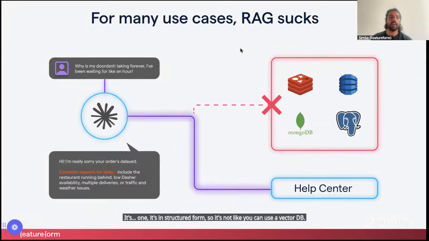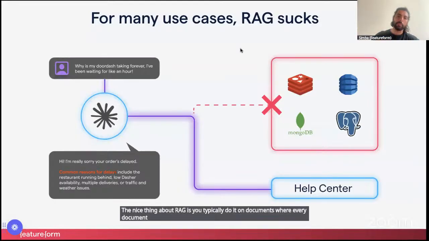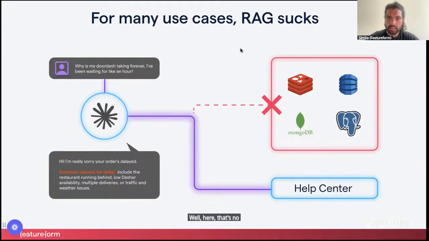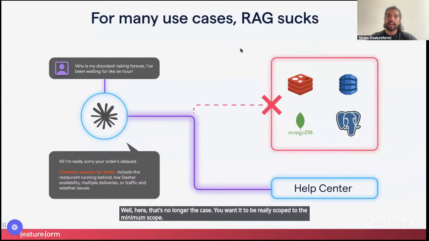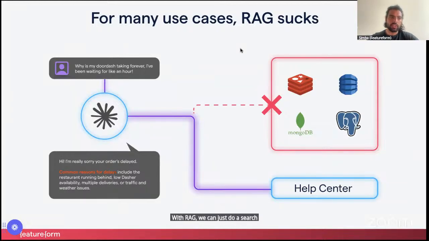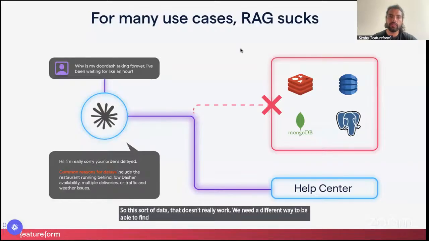Two, it can be a security nightmare. The nice thing about RAG is you typically do it on documents where every document is publicly accessible. Here that's no longer the case. You want it to be scoped to the minimum scope. With RAG, we can just do a search, like a search engine search, pretty much. So this sort of data doesn't really work that way. We need a different way to be able to find and retrieve relevant data.